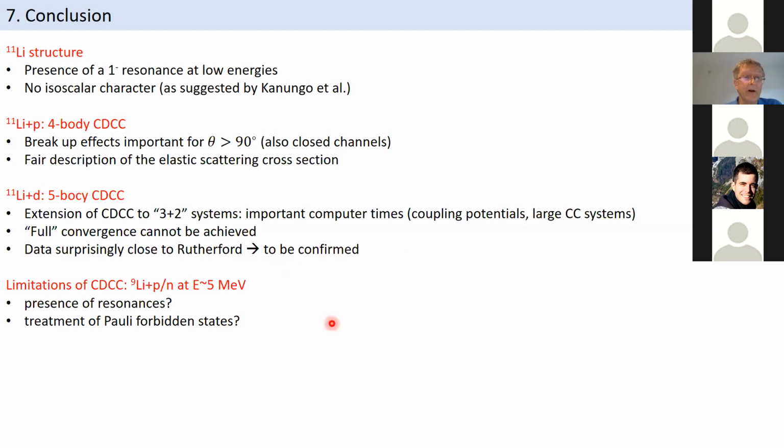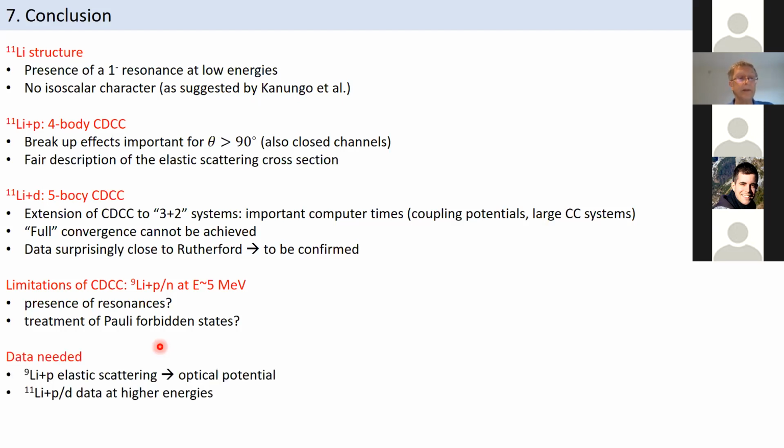Of course, there are limitations. Here we are at rather low energies. This is not common in this field. The center of mass energy is close to 5 MeV, which means that there may be resonances. Also, there are forbidden states in lithium 9 plus proton, which are neglected. So this may be a situation where we should pay some attention to the Pauli forbidden states.